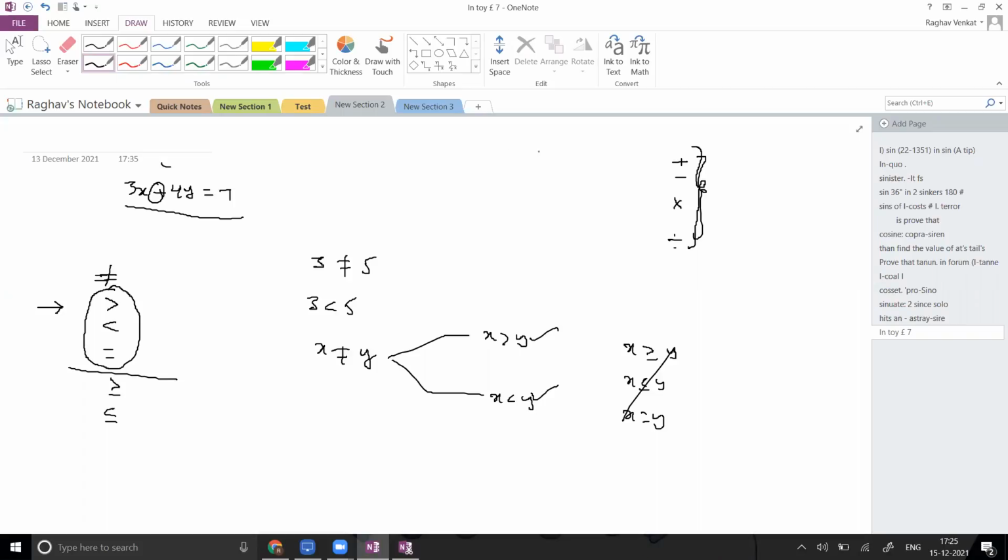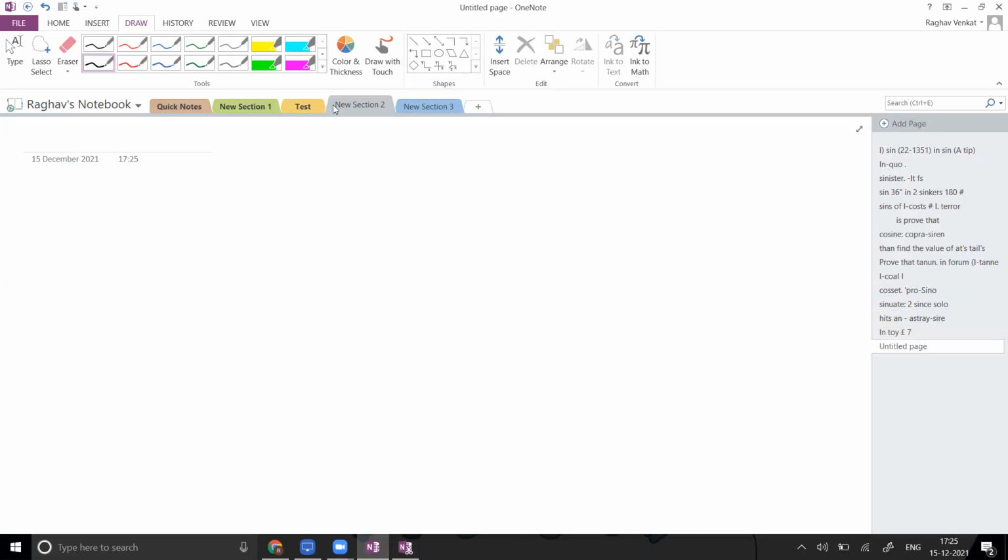So any expressions containing these kinds of operators are called inequalities. Any mathematical statement that contains the less than symbol, greater than symbol, greater than or equal to, less than or equal to, these 4 symbols, we can say those expressions are called inequalities. I have not yet started linear inequality. Our syllabus is only linear inequalities.